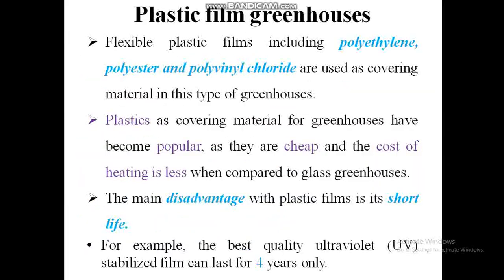Next is plastic film greenhouses. We can use polythene, polyester, polyvinyl chloride as a covering material. Plastic as a covering material for greenhouse has become popular. Why? They are cheap and cost of heating is less, compared to the glass greenhouse. The main disadvantage with plastic film is short life. Lasts for 4 years only.